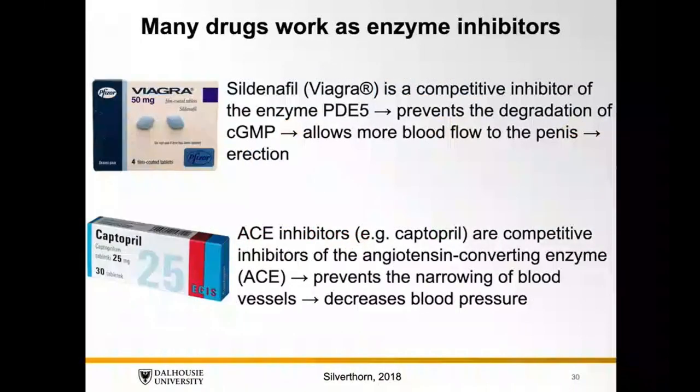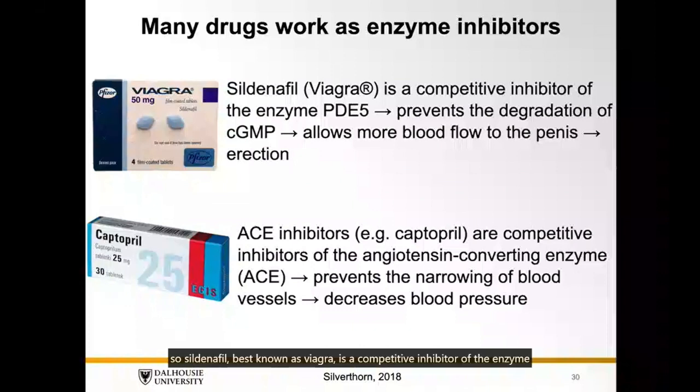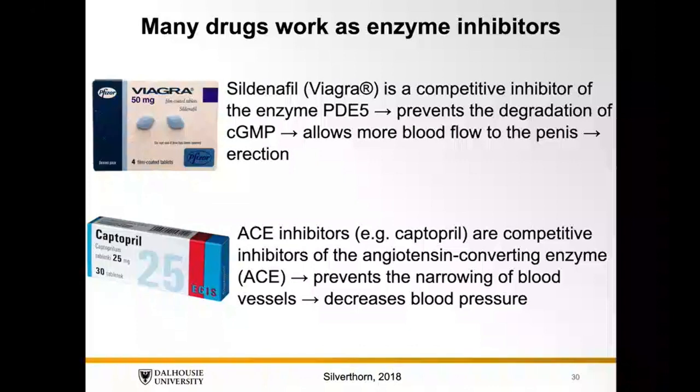So as I mentioned earlier, there's many drugs out there on the market that work as enzyme inhibitors. So sildenafil, best known as Viagra, is a competitive inhibitor of the enzyme PDE5. So when you decrease the activity of PDE5, you actually prevent the degradation of cyclic GMP, and through a cascade of events that will allow more blood flow to the penis and allow an erection.